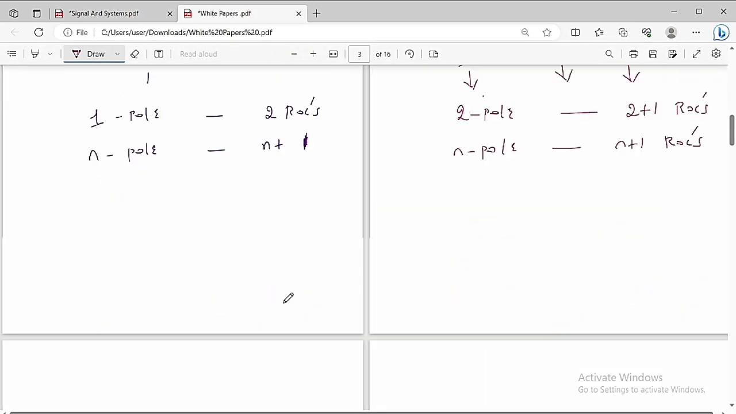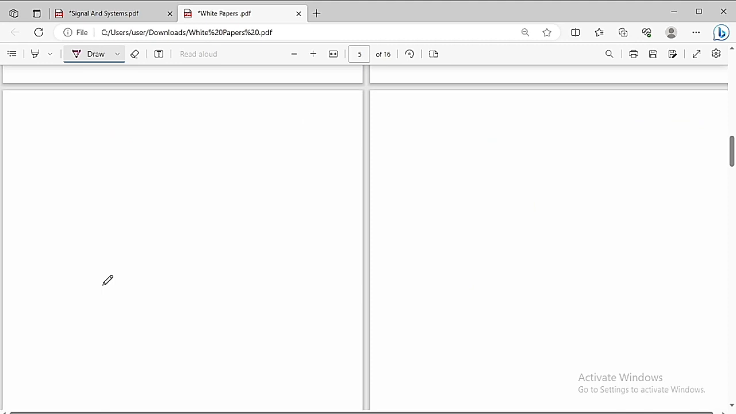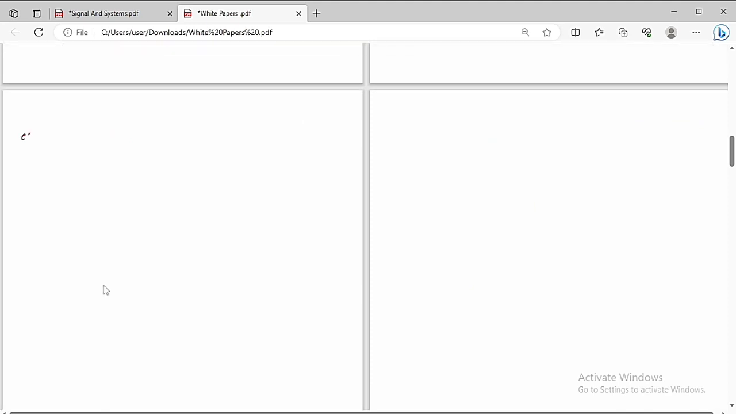Let me give a small example. Suppose the poles are at minus 2, plus 2, and 1 plus or minus j. If you have it like this, then tell me the number of independent inverse Laplace transform expressions.